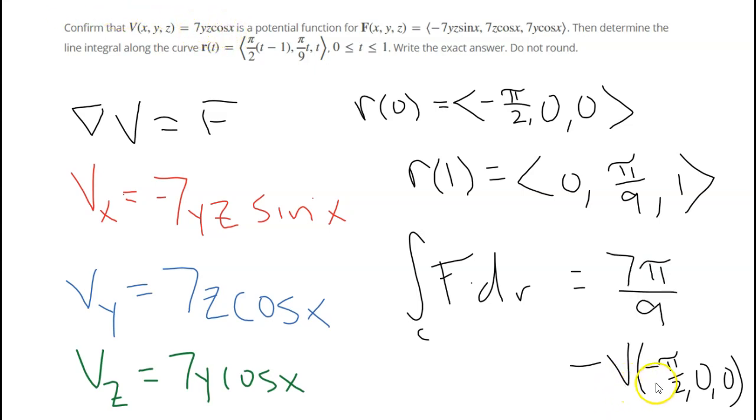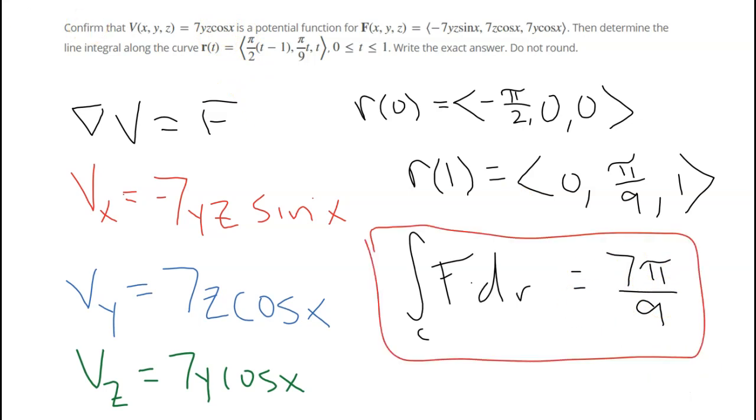Okay, and then we are subtracting what happens when we plug in negative pi over 2 in for x. And notice that's going to be the cosine of negative pi over 2. Well, that's going to be 0. And then the other two are 0 as well. So no matter what, when we multiply all this together, we're going to get minus 0. So our answer is just going to be 7 pi over 9. All right, so there's our answer.